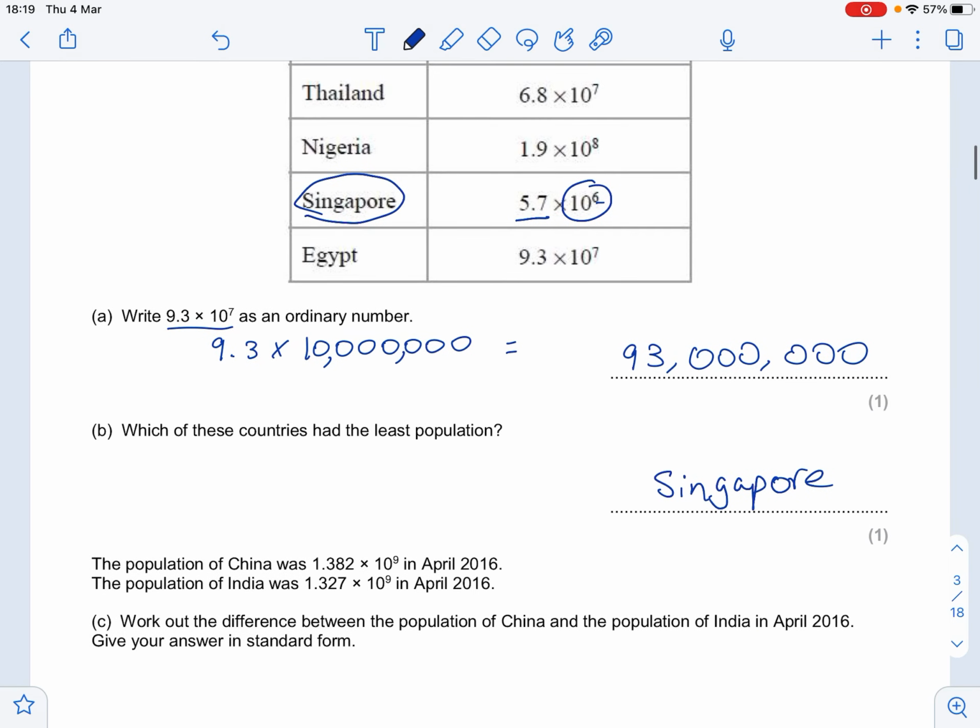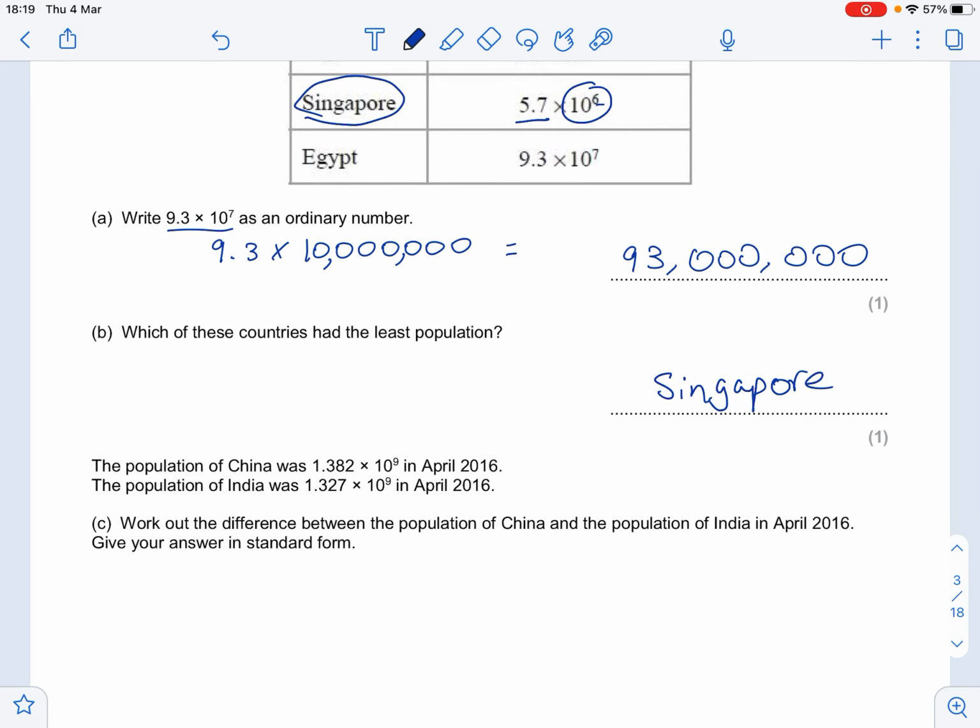Okay, then we're told the population of China is this much in April 2016, and the population of India is this. Work out the difference between the population of China and India. So we're going to use the bigger number. China is bigger, so this number subtract this number. So we have 1.382 multiplied by 10 to the power of 9 minus 1.327 multiplied by 10 to the power of 9. If you just write this out, you would get one method mark.